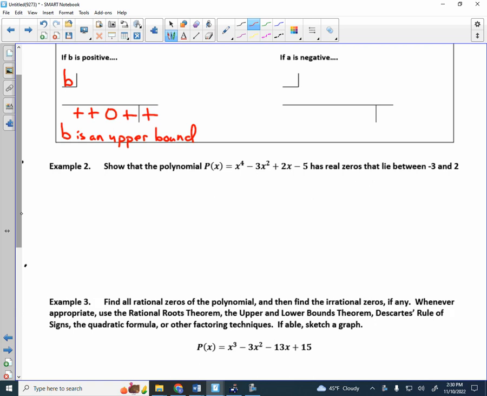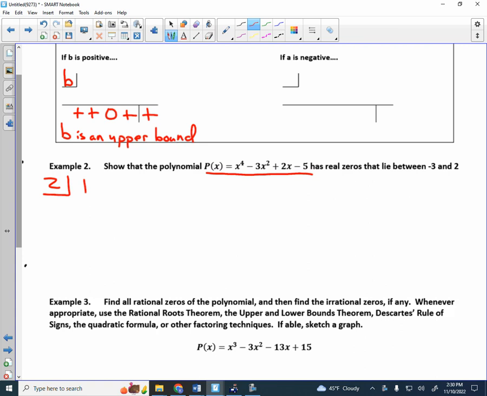It says, show that this polynomial right here has zeros that lie between -3 and 2. So which one would be the upper bound and the lower bound? Which one's the upper? 2. Which one would be the lower? -3. So we're going to show that there's definitely none that are higher than 2. And all we have to do is just run it through synthetic division.